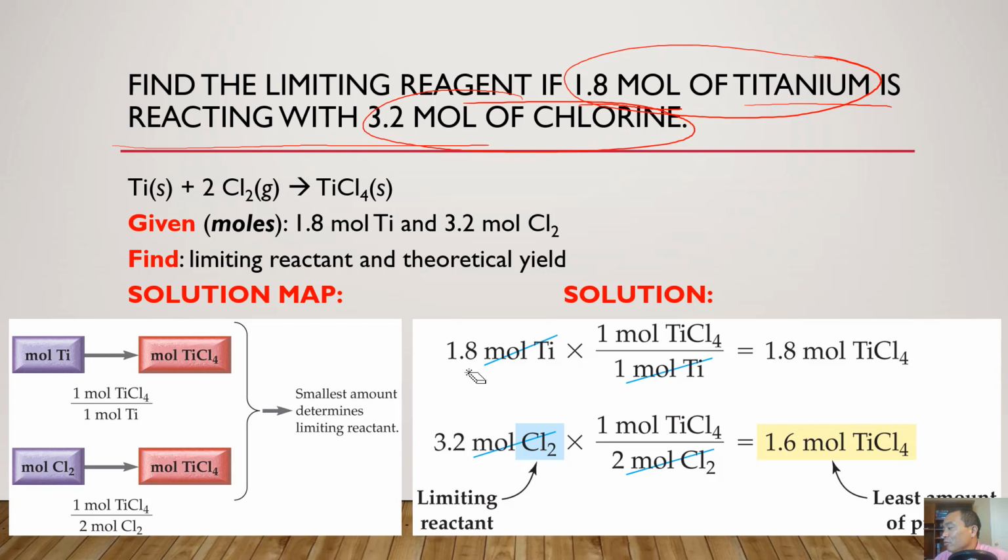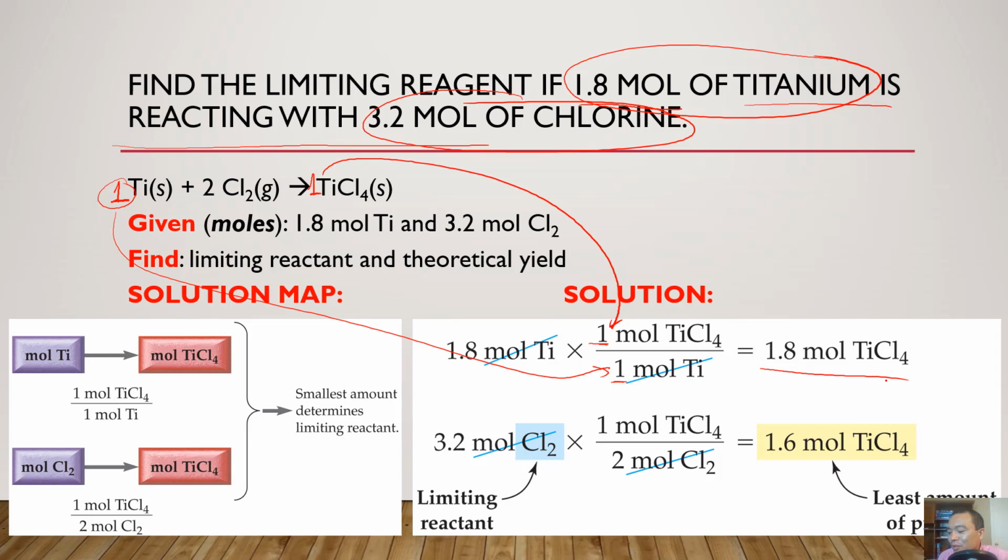So you're given 1.8 moles of titanium. Then when you look at the balanced chemical reaction, you have 1 mole of titanium, so that's where you get that one. 1 mole of titanium is related to 1 mole of titanium tetrachloride. That's how you get those ones. So when you do the calculation, you find out it's 1.8 moles of titanium tetrachloride.